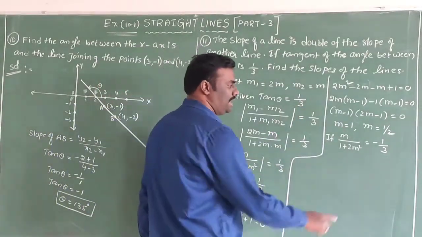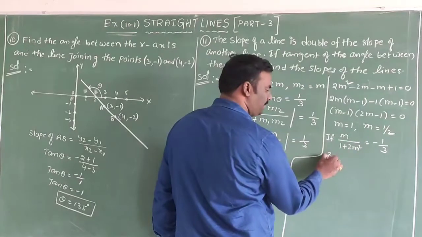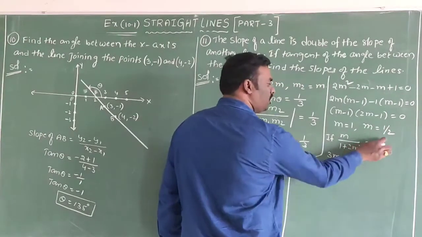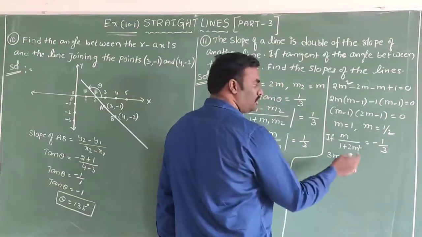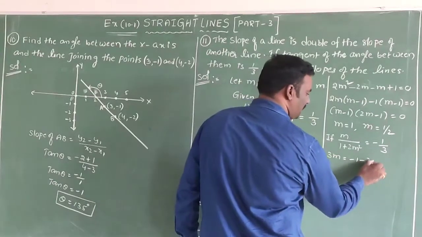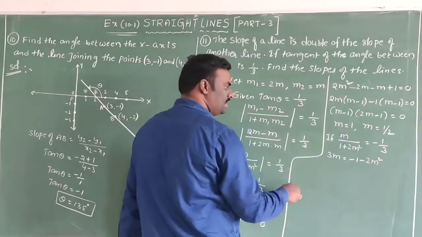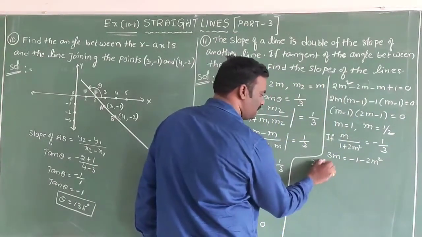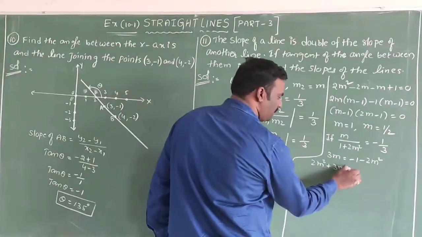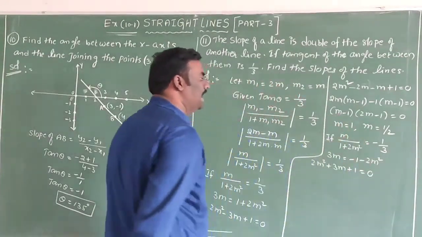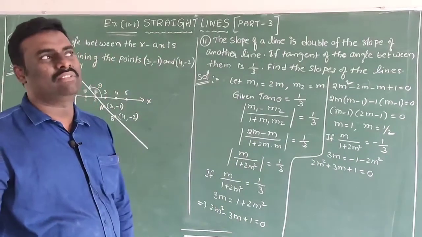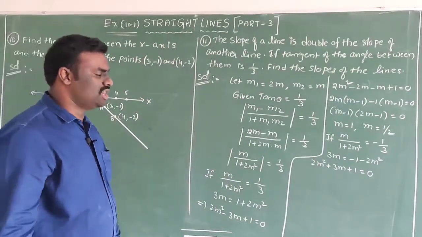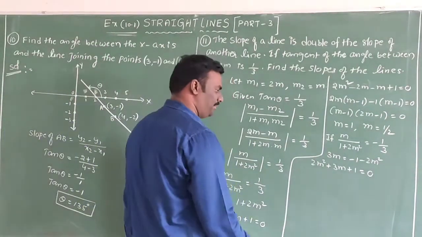Again cross multiply, 3 into m, 3m is equal to 1 into minus 1, minus 1, 2m square into minus 1, minus 2m square. Send this side. Now the equation is 2m square plus 3m plus 1 equals to 0. Again we get a quadratic equation. If you factorize this equation, you will get the values of m.